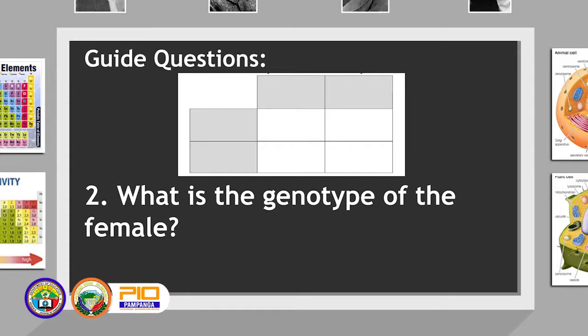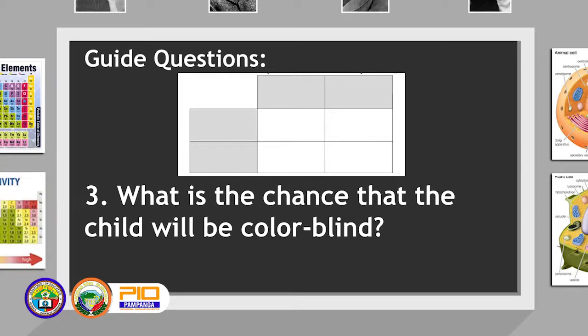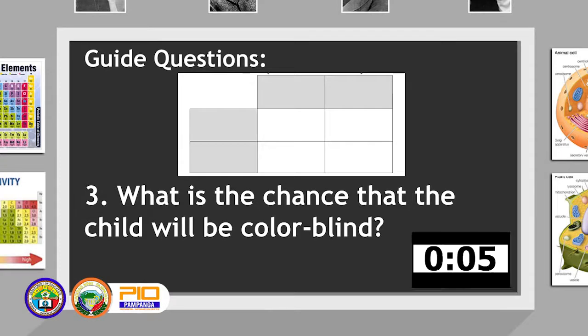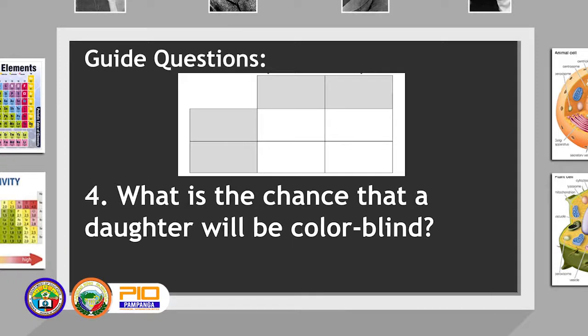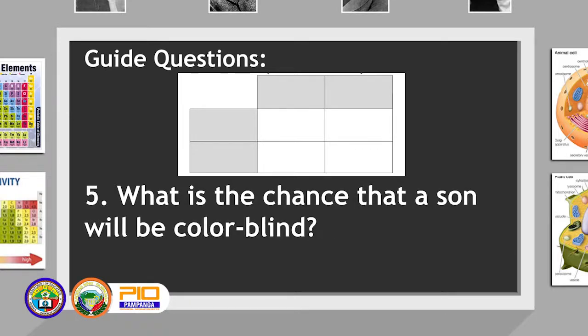Number 2. What is the genotype for the females? Number 3. What is the percentage of having a colorblind child? Number 4. What is the percentage that a daughter will be colorblind? And number 5. What is the percentage that a son will be colorblind?